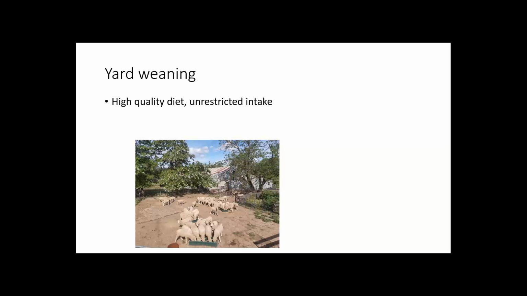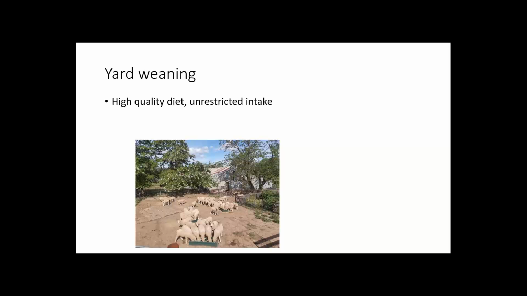Yard weaning. Weaning into a yard is a great way to provide the necessary nutrients for lambs, especially if you don't otherwise have that feed available. If done well, it has the benefit of providing a high quality diet and you can give unrestricted access. You do need to remember that it will take 2 to 3 weeks for lambs to adapt to this sort of diet, and during that period, lamb growth rates can often be quite slow.